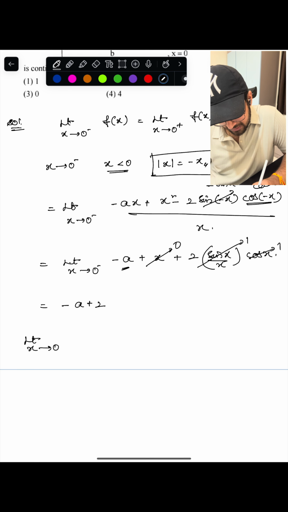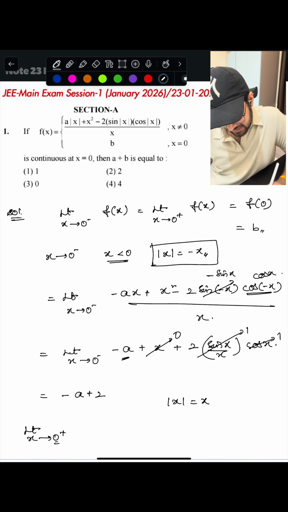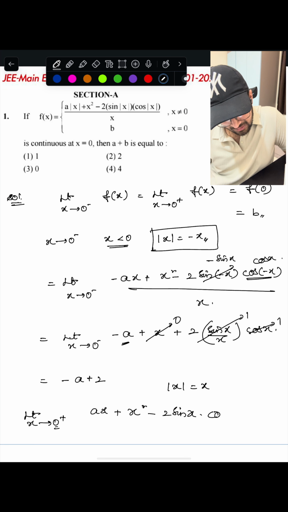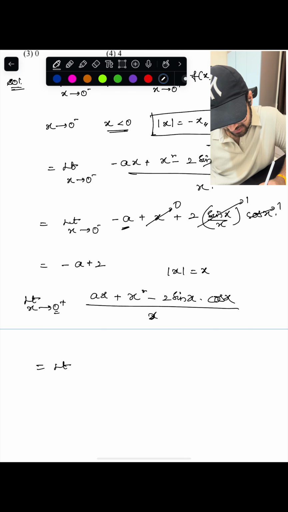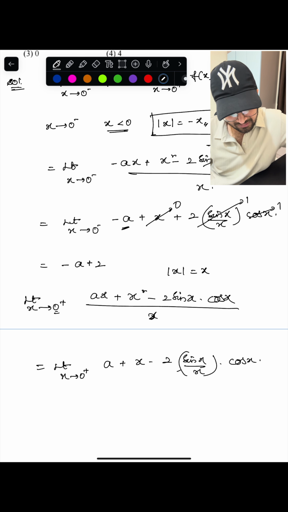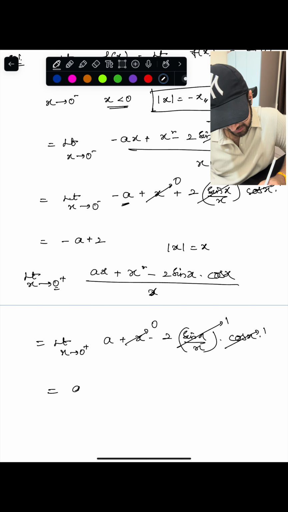Now let's find the right hand limit, limit x tending to 0 plus. Now I can replace mod x as x because x is slightly positive. So if I replace mod x with x, I get ax plus x square minus 2 sin x cos x by x. Now separating out the terms, limit x tending to 0 plus a plus x minus 2 times sin x by x into cos x. As we already know, sin x by x is 1, cos 0 is 1, and x is 0, so we are getting a minus 2.